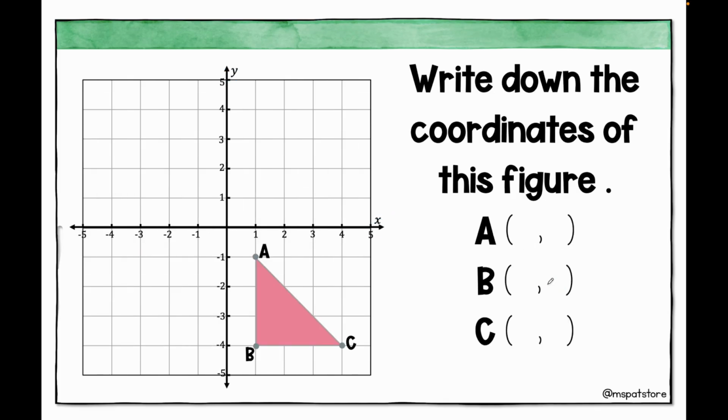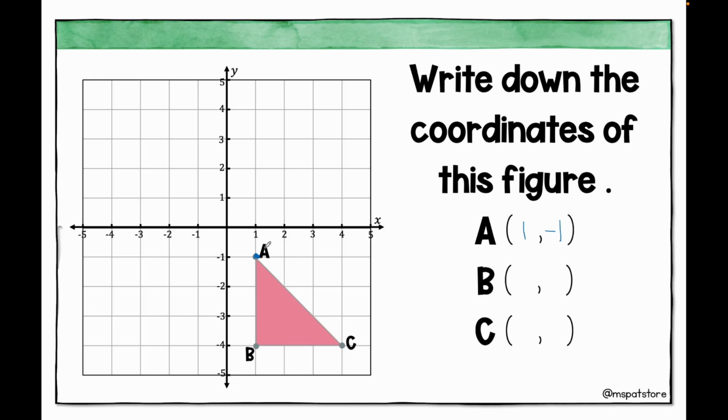Now we have this figure. I would like you to try to find out the coordinates of each one of the vertices. You see, these little dots down here are called vertices. Let's see, point A, where is it? It is at 1, comma, -1, because it's located at +1 on the x-axis and -1 on the y-axis.